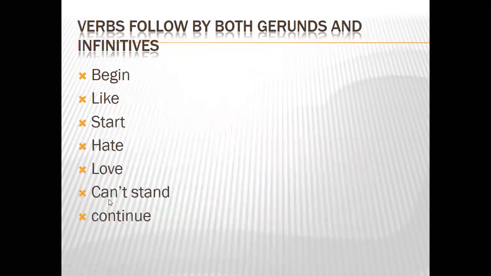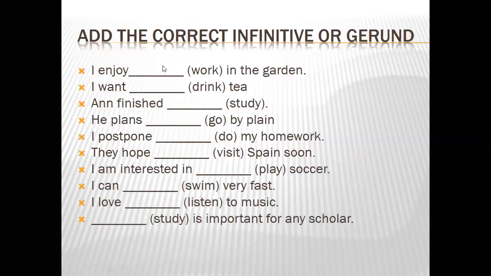I love. For love, I may use both options, gerund or infinitive. So I love to listen or I love listening. And in this case, I start the sentence with a verb. So studying is important for any scholar. Estudiar es importante para cualquier erudito. Studying is important for any scholar. That's why this is the rule that we got with this.